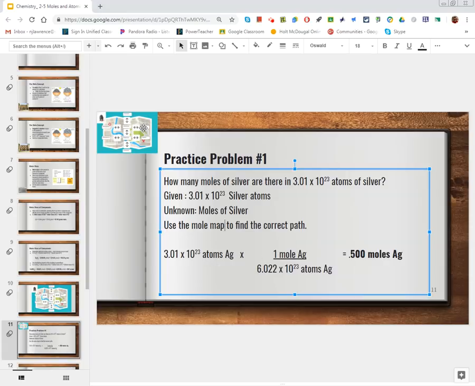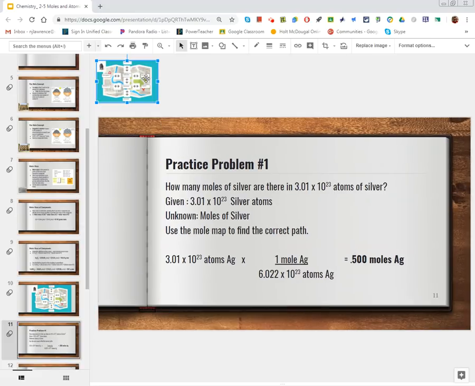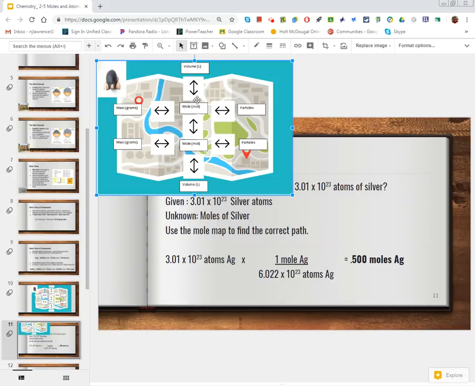So I'm going to start here. I just want to get you in the habit of using this, because as we get harder and harder problems, this mole map is going to be a very useful tool. So let me show you what this means. So how do I use this? Well, first of all, you have to start on your given. So we know we have 3.01 times 10 to the 23 silver atoms. So that's this box right here.